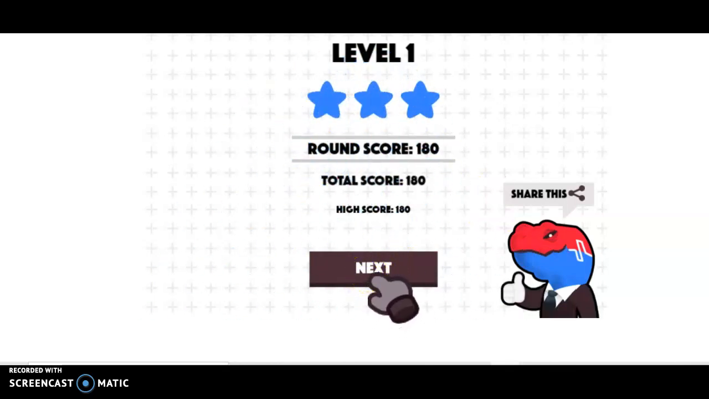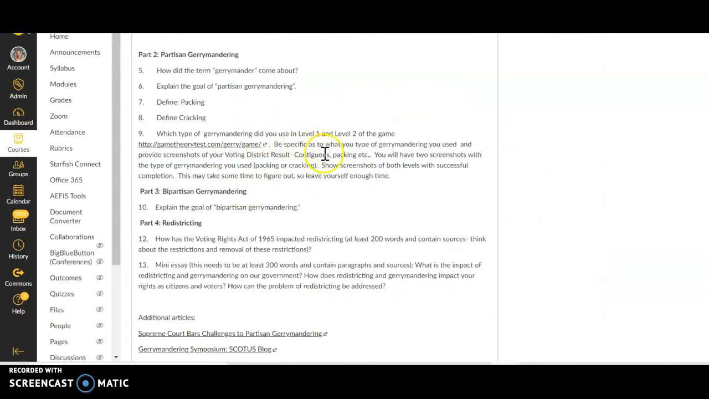And then I hit, so you want to take a screenshot of this, that you won level 1, and then you would go to next. And then you would tell me, did you use packing or cracking there? There I used packing, I packed together. I would tell what I did in order to accomplish that goal. You're going to take screenshots and you're going to put it here. Okay, so show screenshots of both levels with successful completion. Not you actually playing the game, but that you actually won the game. You won, done the game.